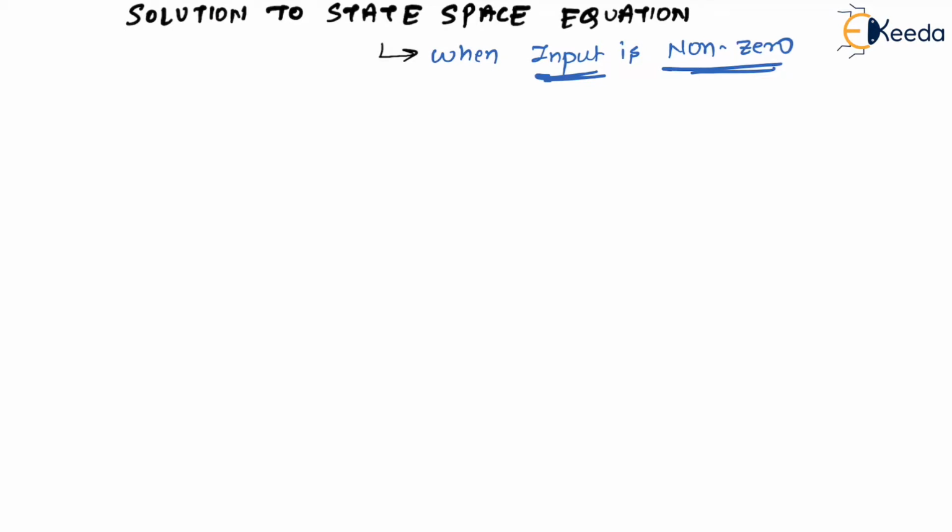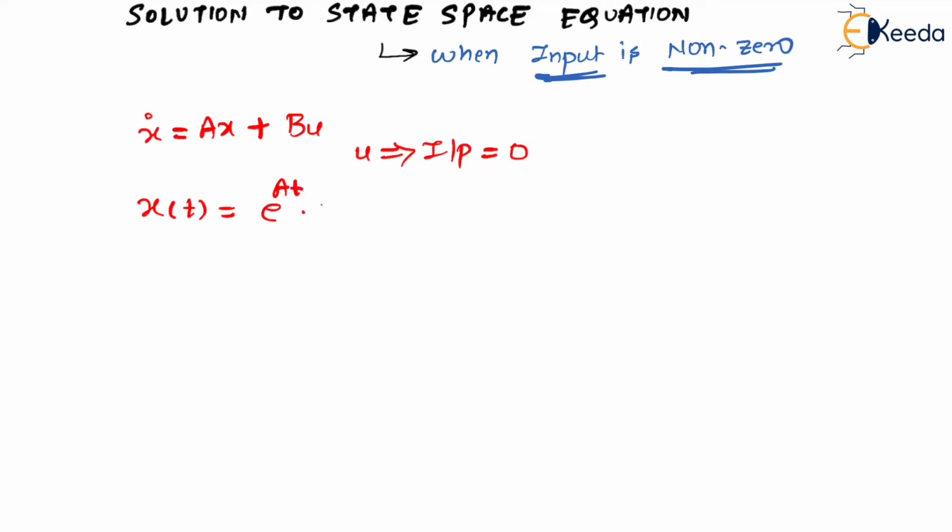So far we have seen our state equation, that is x dot equal to Ax plus Bu, where u is our input. When the input is equal to 0, the solution x of t is nothing but e to the power At into x of 0. And for the output equation y is equal to Cx plus Du, if you put u, which is your input, equal to 0, then this term becomes 0.